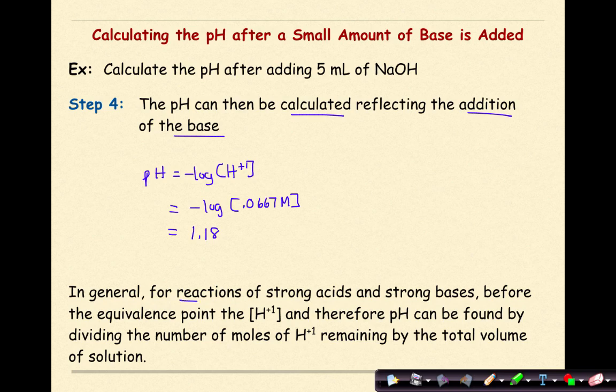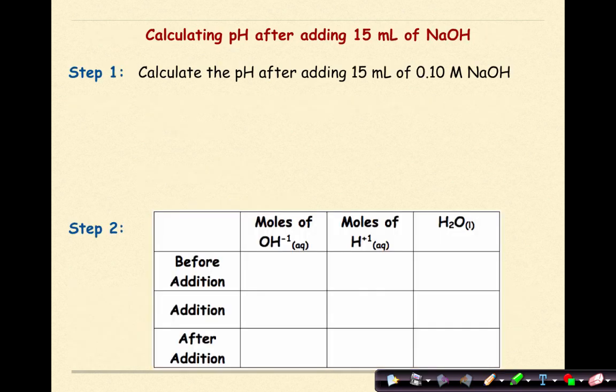In general, for reactions of strong acids and strong bases, before the equivalence point, the hydrogen ion concentration and therefore pH can be found by dividing the number of moles of hydrogen ions remaining by the total volume of solution. Now let's calculate the pH after adding 15 milliliters of sodium hydroxide.